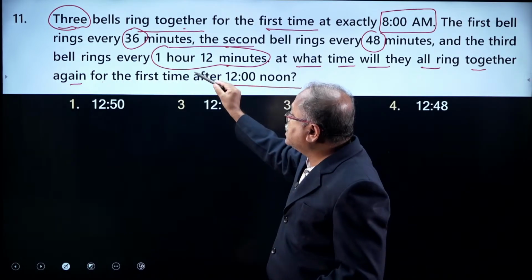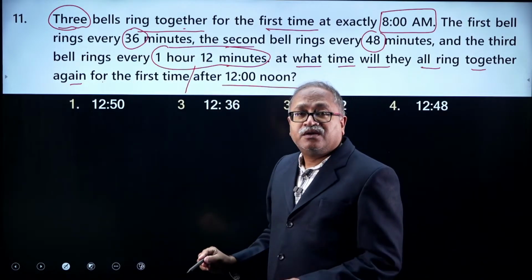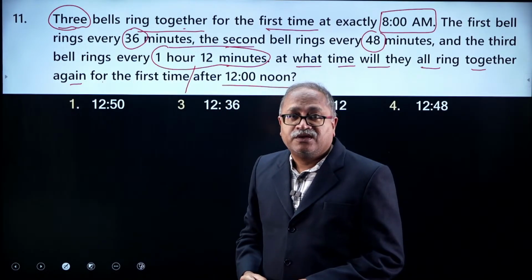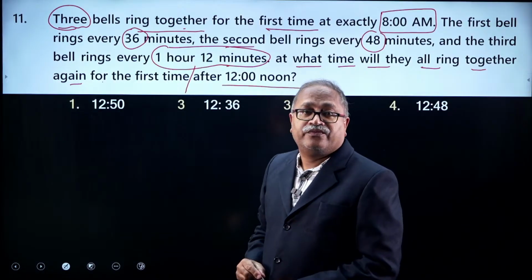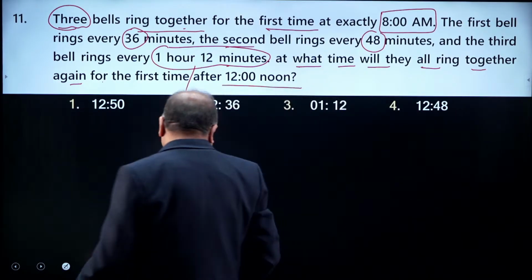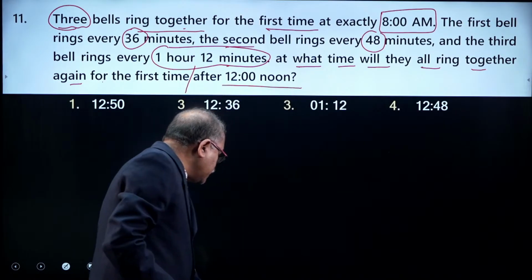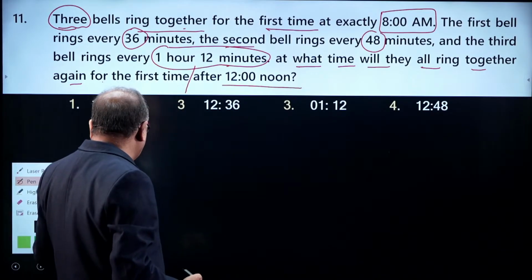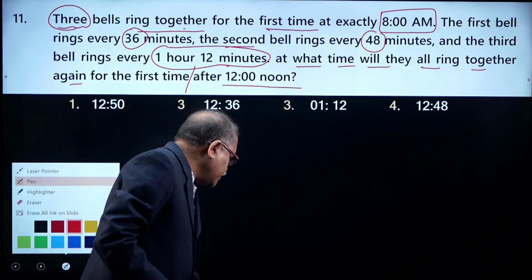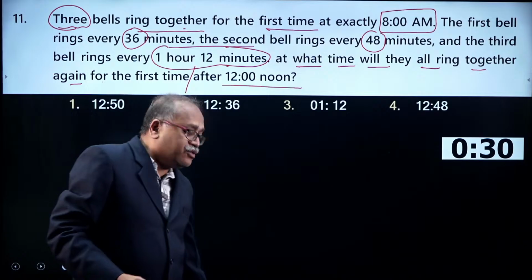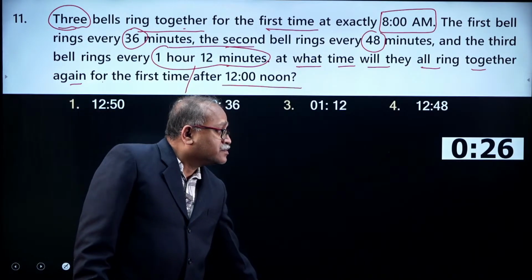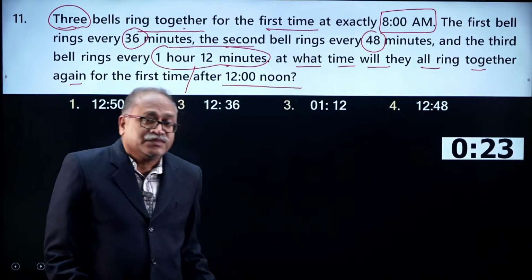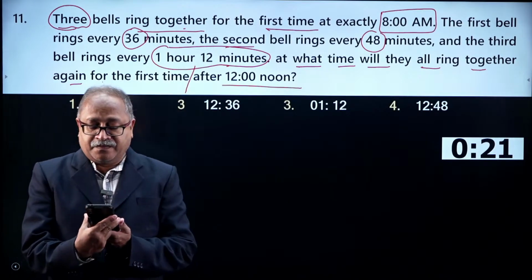If it only said first time, we know how to answer the question. But it says first time after 12 noon, so a small condition is placed. Take your 30 seconds. I understand that you people are so smart, I don't need to give any hints.